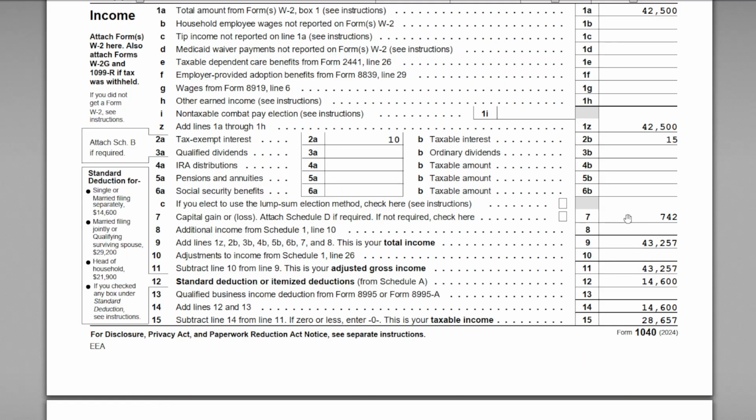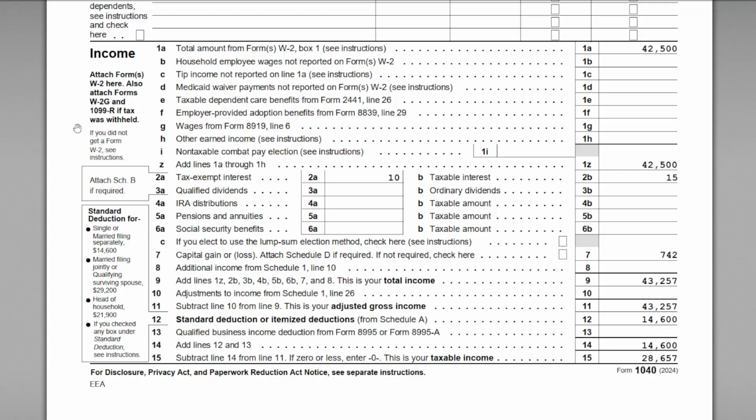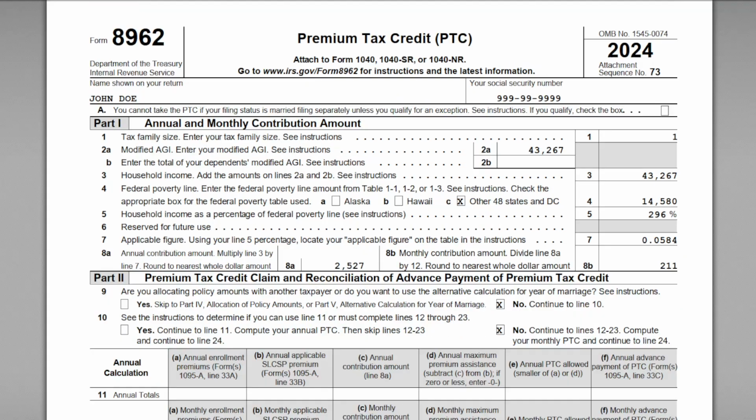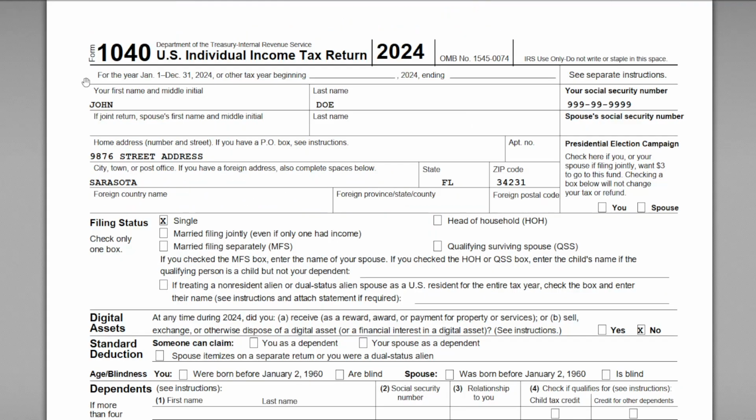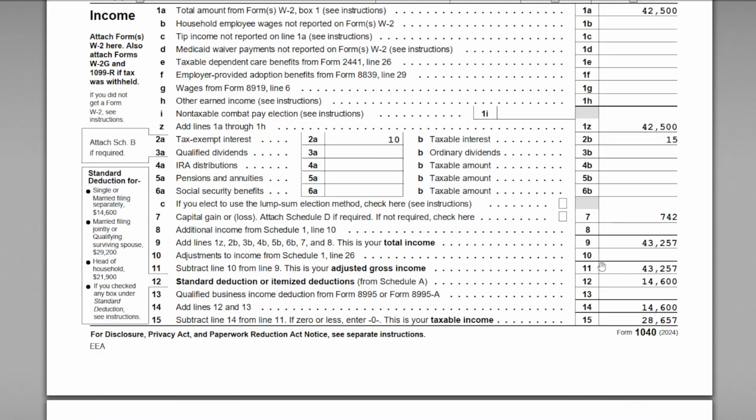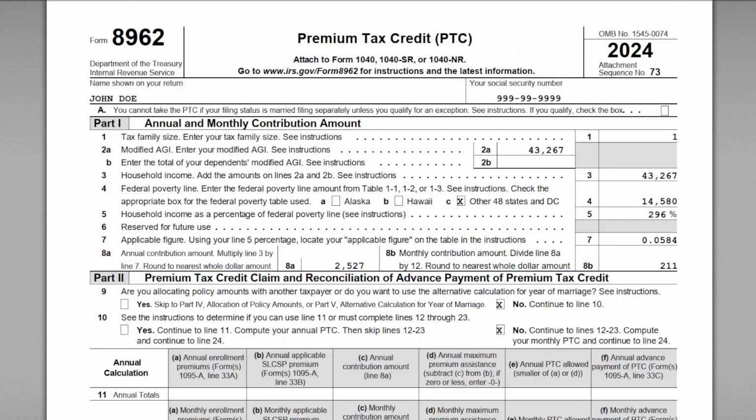Once you have that information in place and the 1095-A in front of you, you can start working on the 8962. In Part 1, enter information on your AGI. Notice here it's asking for modified AGI. For most taxpayers, they can simply use their adjusted gross income reported on line 11. However, if you have certain types of income or other adjustments, you have to make changes to get to your modified AGI. And so what is that?